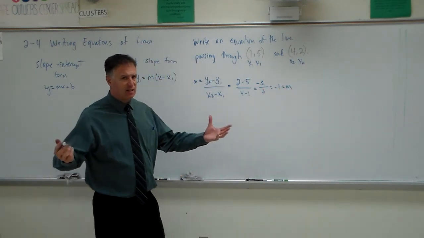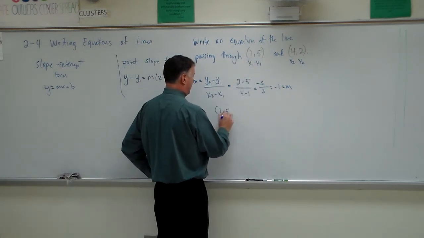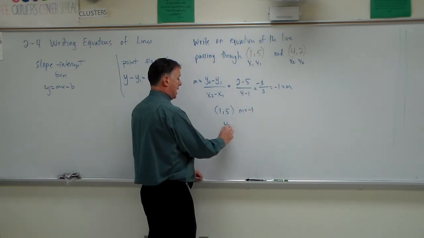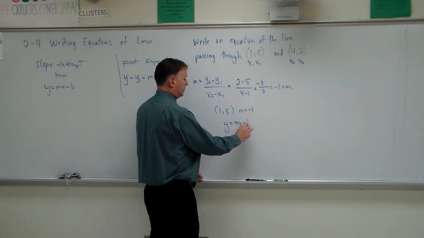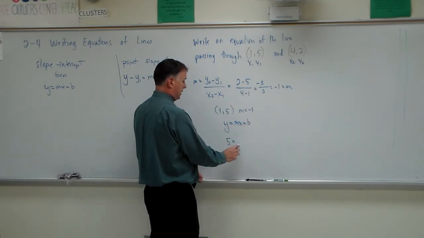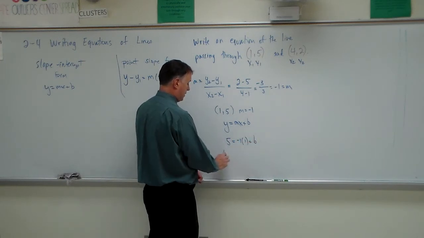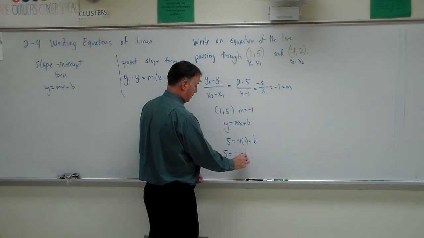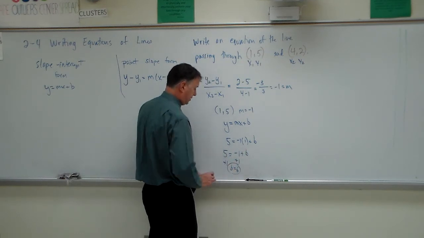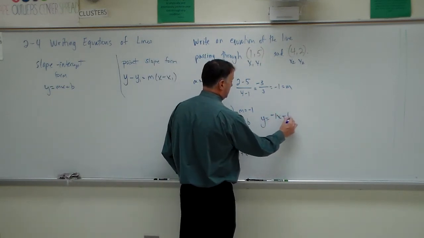Pick one of the 2 points, it doesn't matter which one you pick. I'm going to pick the first one. So I've got 1, 5, and I've got m equals -1. So y equals mx plus b. My y is 5. My slope is -1. My x is 1 plus b. 5 equals -1 plus b. Add 1, b is 6. So my equation is y equals -1x plus 6.